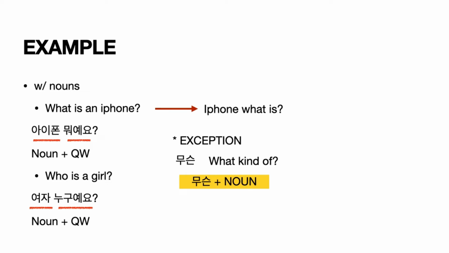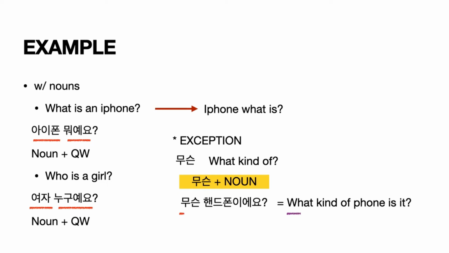All right. For example, 무슨 핸드폰이에요? Or in English, what kind of phone is it? 무슨, what kind of, 핸드폰이에요? Phone is it? And that's it for the only exception. And again, 무슨 is only used with nouns.